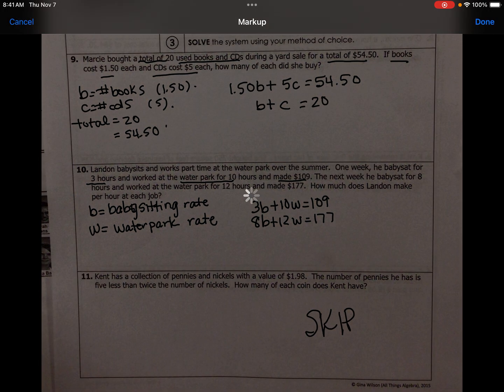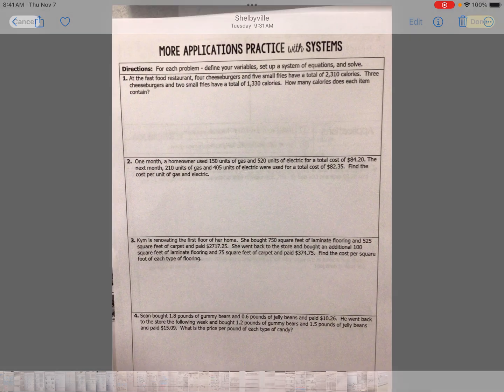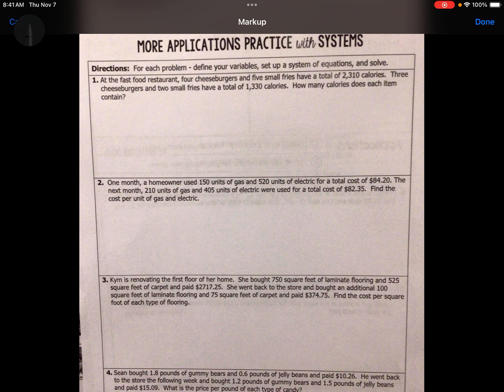Okay, so go on to the back of that page. And we're not going to do all of these either, just a couple. So at a fast food restaurant, 4 cheeseburgers and 5 small fries have a total of 2310 calories. 3 cheeseburgers and 2 small fries have a total of 1330. How many calories does each item contain? So what are the items that we're talking about?